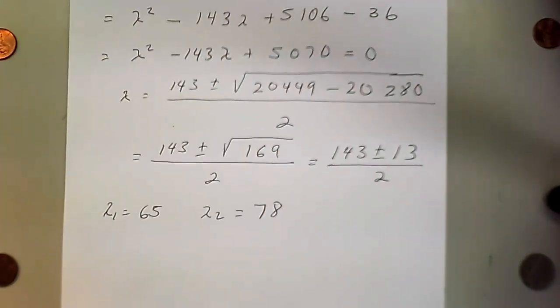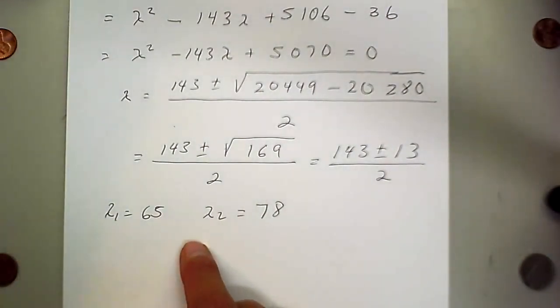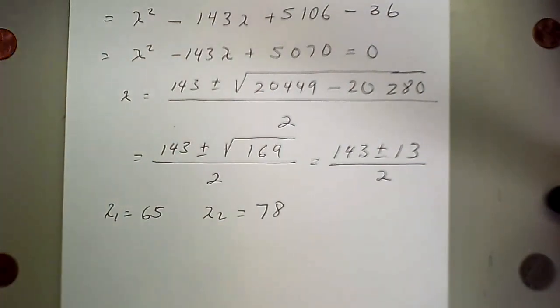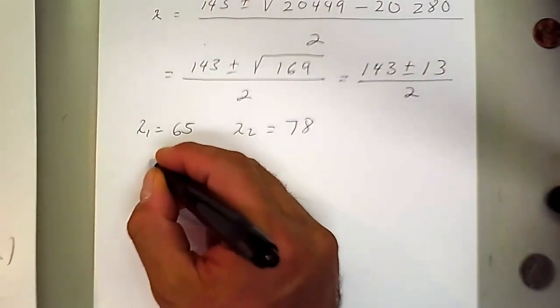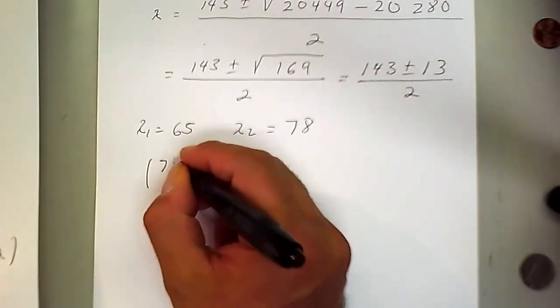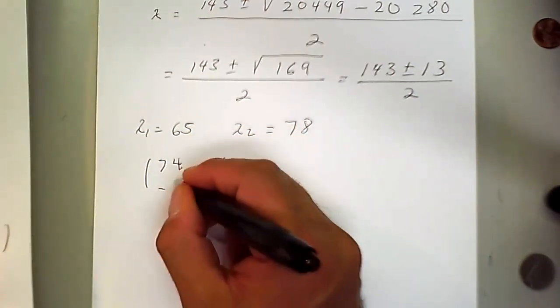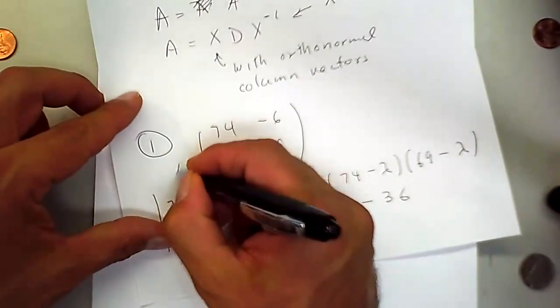Yes. So we got the two eigenvalues. Now we're going to find the eigenvectors corresponding to those two eigenvalues. Let's see. We want 74, -6, -6, 69, which is the original matrix. I'm going to label this matrix as A.